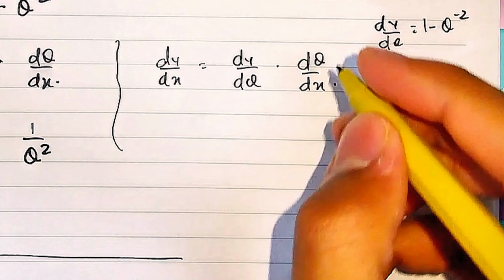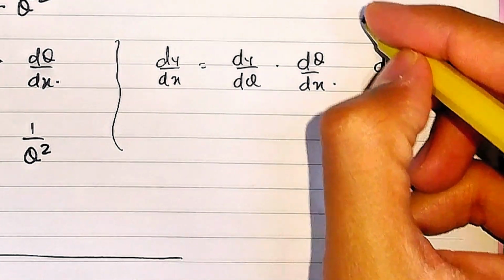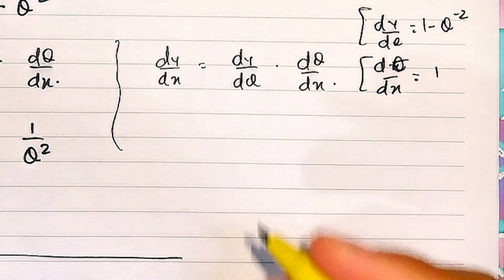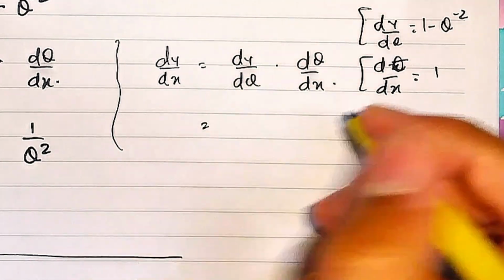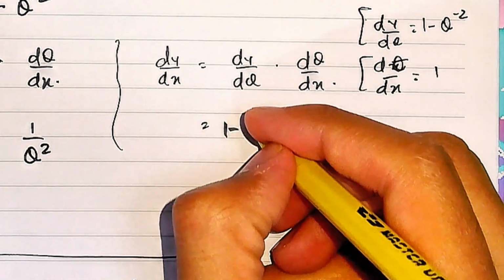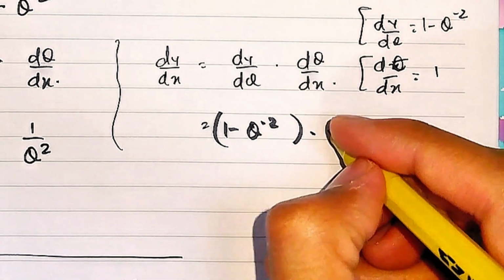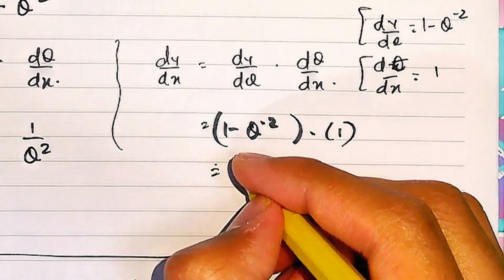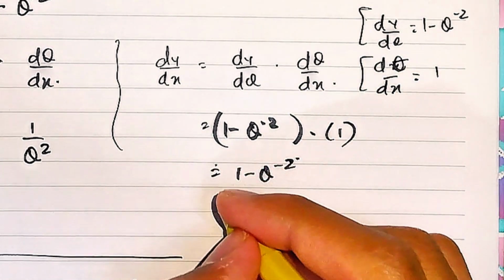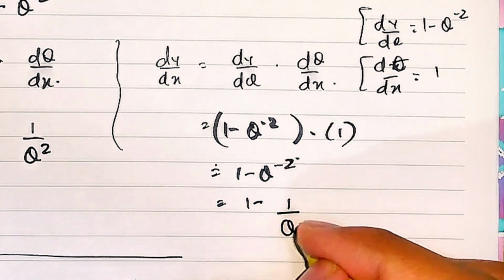Now we have to put all of these things into the chain rule, and this is the value of dy by d theta, and this is the value of d theta by dx. So we have to put this into the chain rule. So dy by d theta is actually 1, multiplied by d theta by dx, that is 1 minus theta^-2. So we will be having 1 minus theta^-2, and you can also write it as 1 minus 1 divided by theta square.